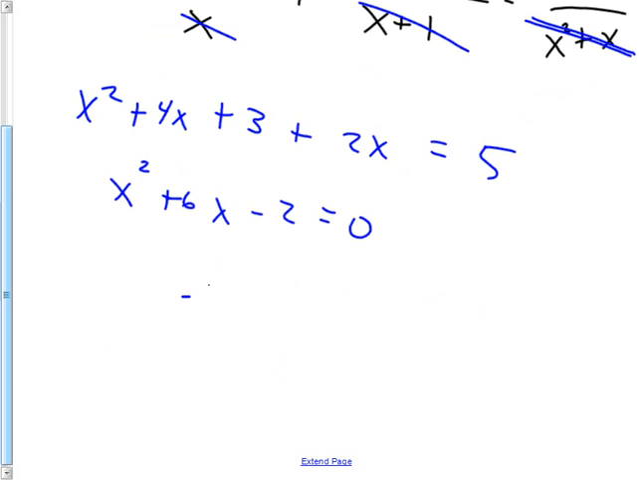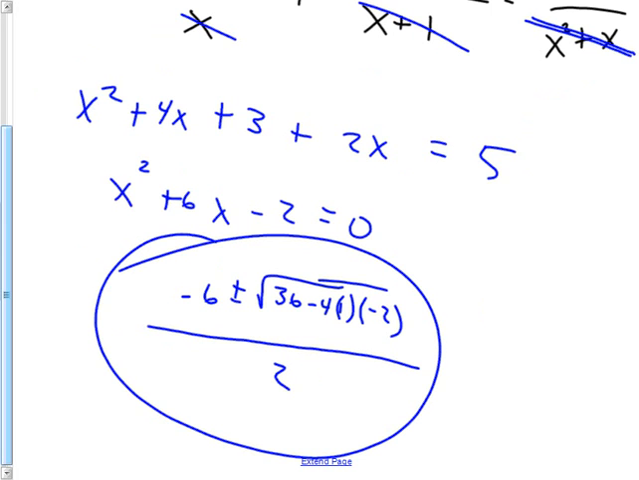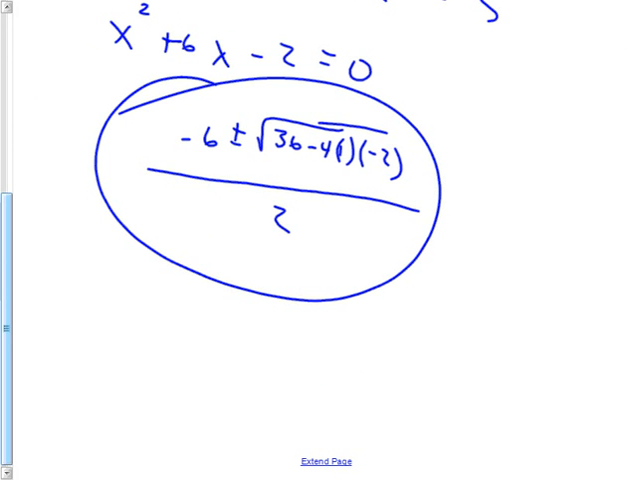So you'd use x equals negative b plus or minus square root of b squared minus 4 times 1 times negative 2, all over 2a, which is 2. And there is your answer. Ugly. Oh, does it? Really? 36 plus 4 times 2 is 8. 36 and 8 makes 42? Or 44. Negative 6 plus or minus square root of 44 all over 2.